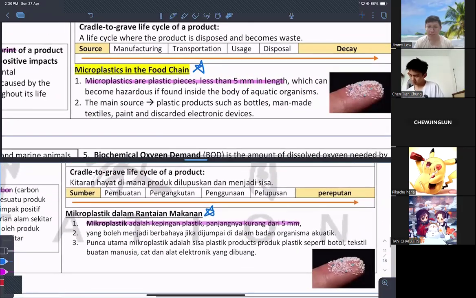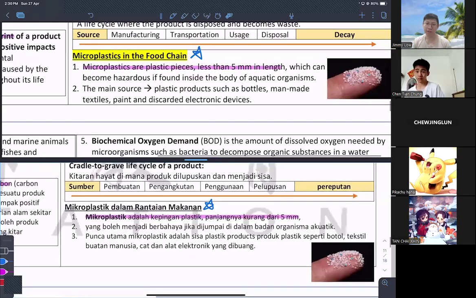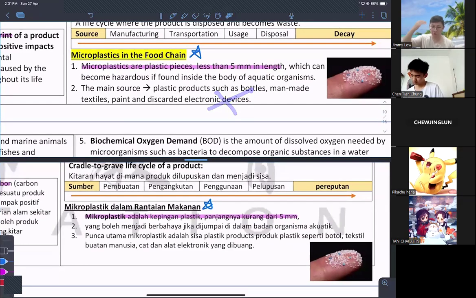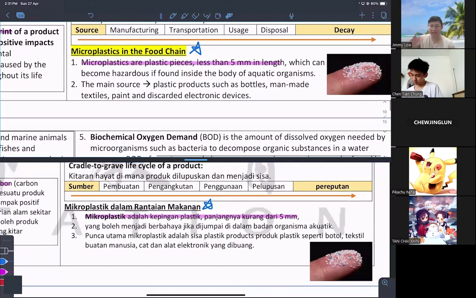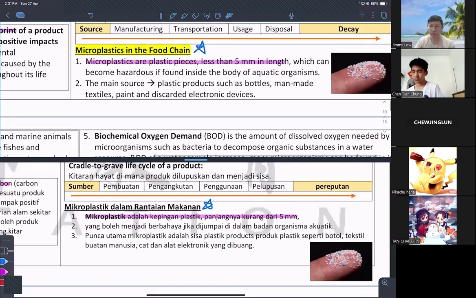Microplastic as well. The question will ask you, what is microplastic? So you have to answer: microplastic is plastic pieces that are smaller than 5 mm. Just know the name. The source, no need. You have your common sense, unless you really cannot find any plastic in your brain, then you read through.